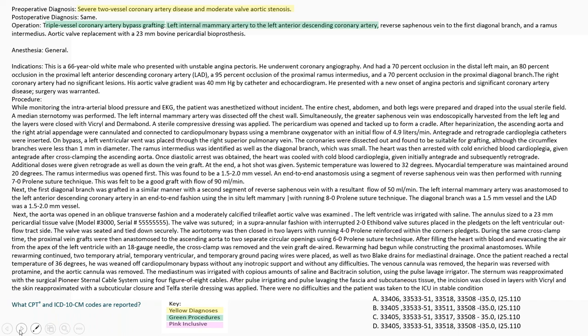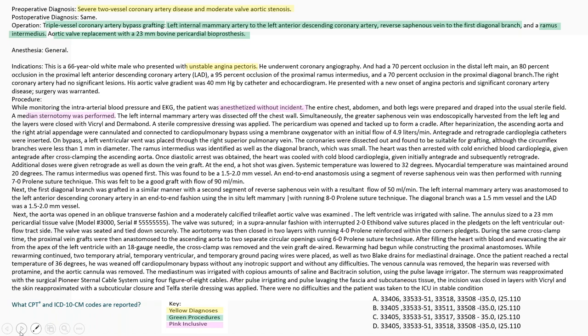Next one, left internal mammary artery to the left anterior descending coronary artery. Reverse saphenous vein to the first diagonal branch. Reverse saphenous vein to the ramus intermedius as well. And the second procedure performed is aortic valve replacement with a 23 mm bovine pericardial bioprosthesis. The patient presented with unstable angina pectoris, and he was anesthetized without any incident.